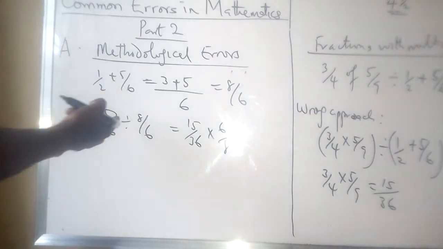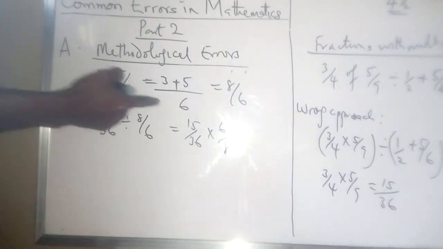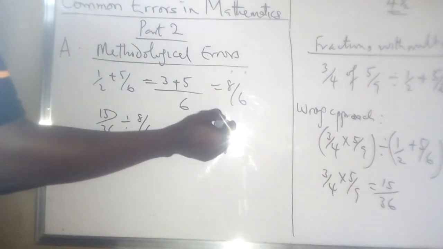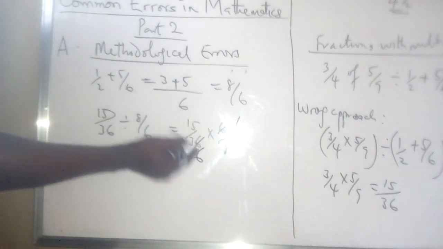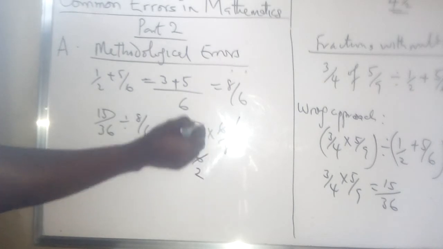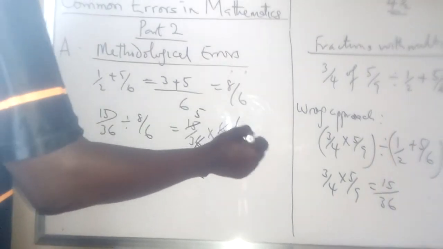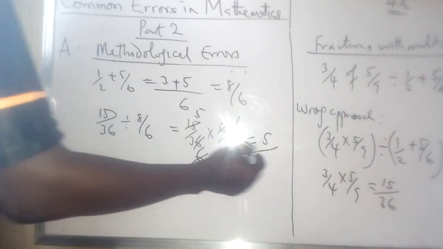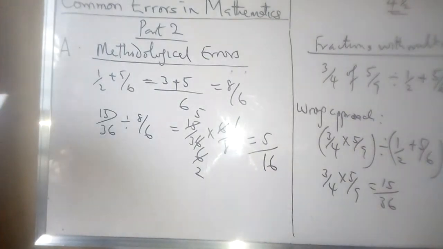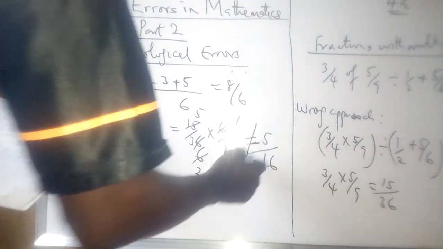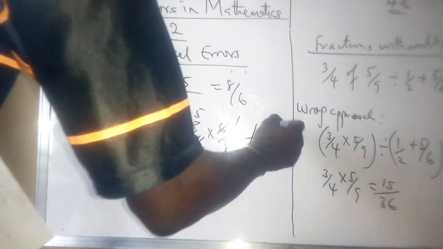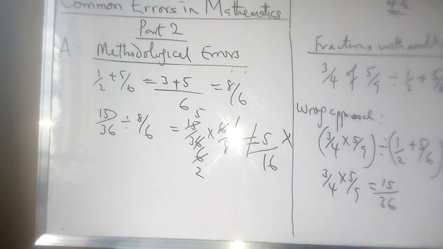Some students even forget that you have to change the division to multiplication. So here 6 here 1, 6 here 6, and 3 can go in the 6, that's 2, 3 here what? 5. So that is going 5 all over 16. That is very, very wrong. It can't be so. So it's wrong.